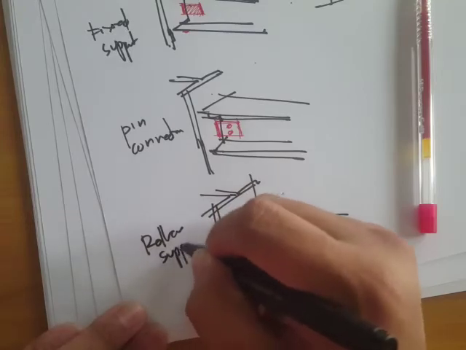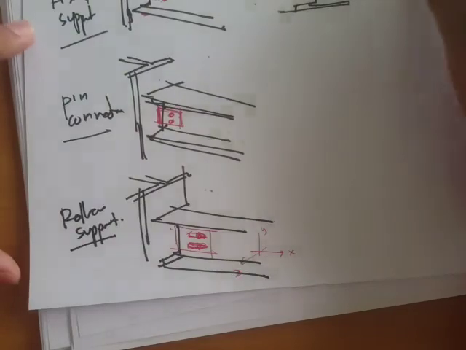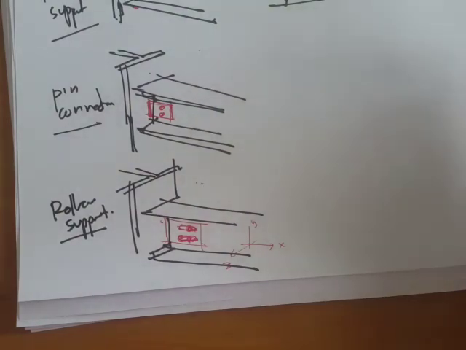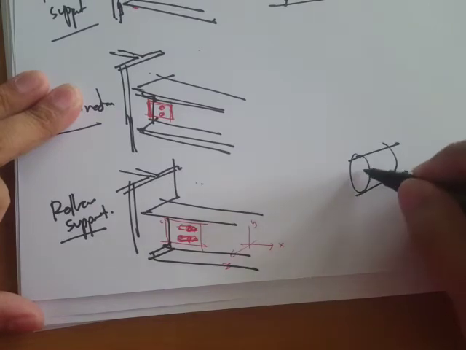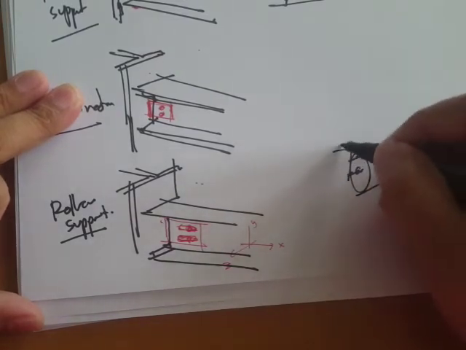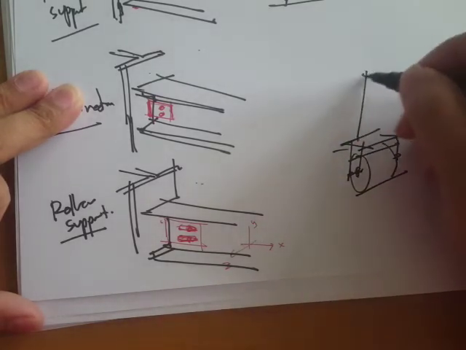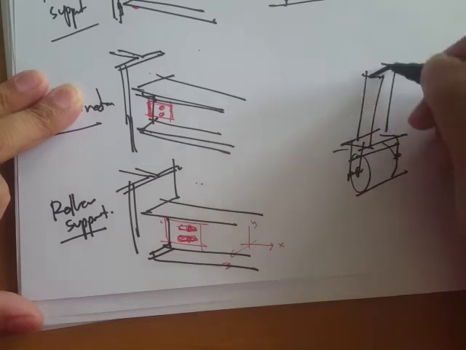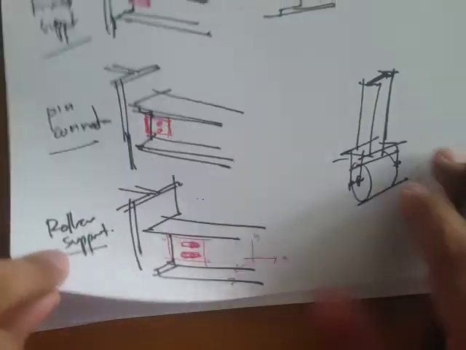The very obvious roller support is the wheel itself. So if there's a structure that has something like a wheel or something like this for, let's say, earthquake purposes, then that's an obvious roller, of course.